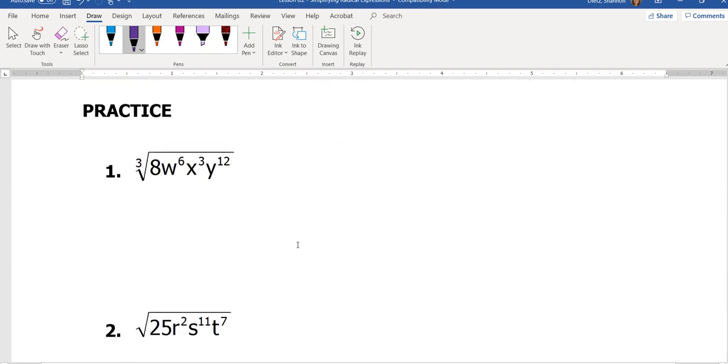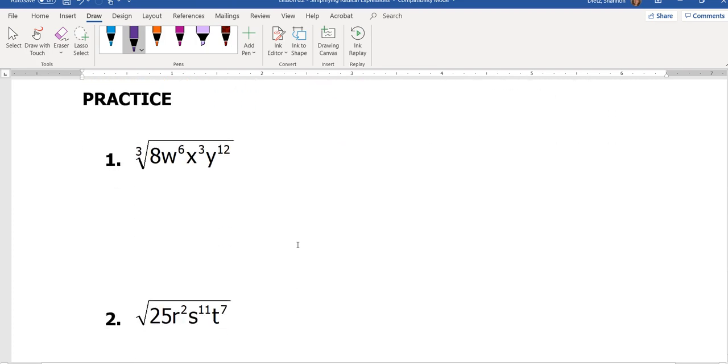Right. So some practice. Feel free to pause, give it a shot. The answer key is on Schoology, so you can take a look there. But I am going to work through these, so feel free to pause as you need.